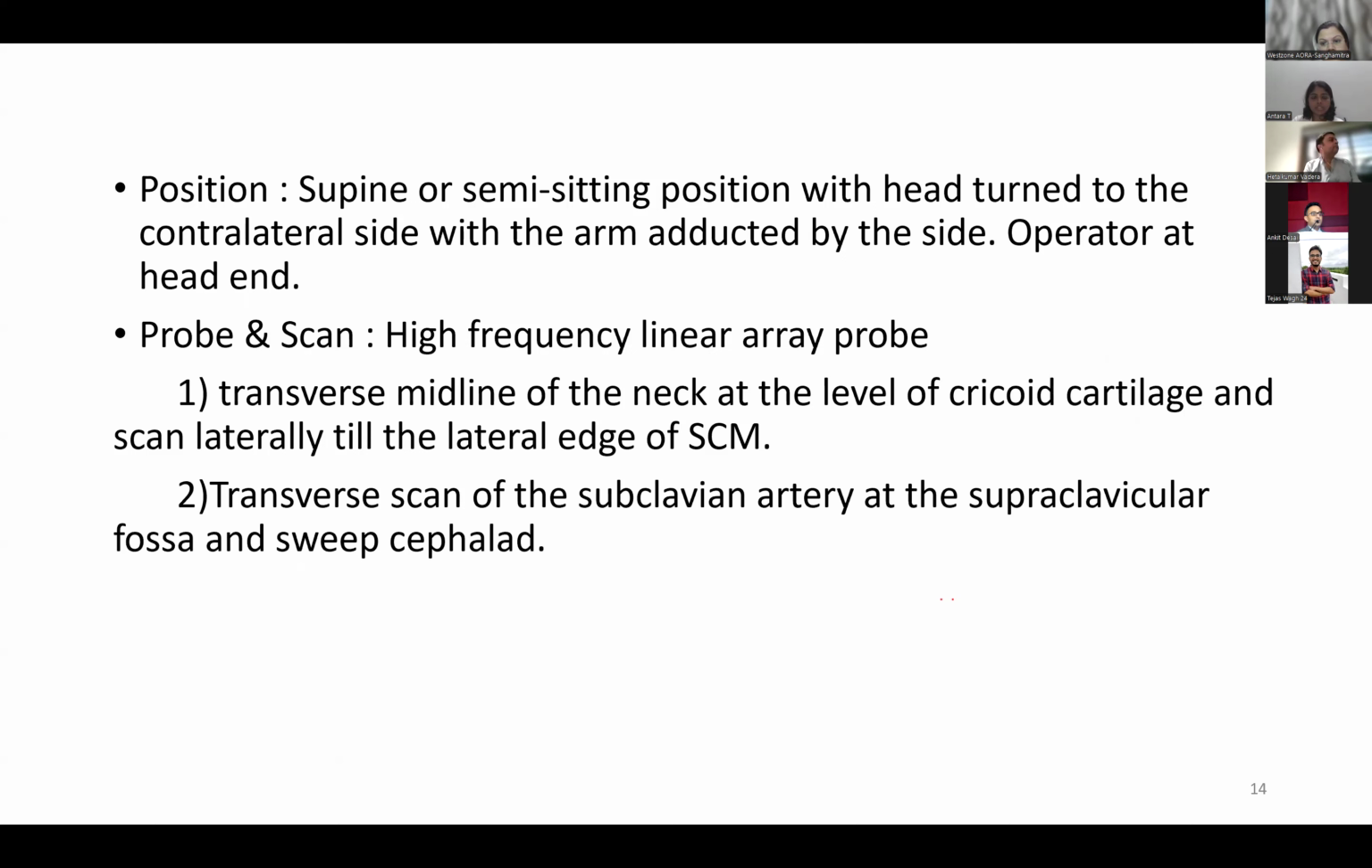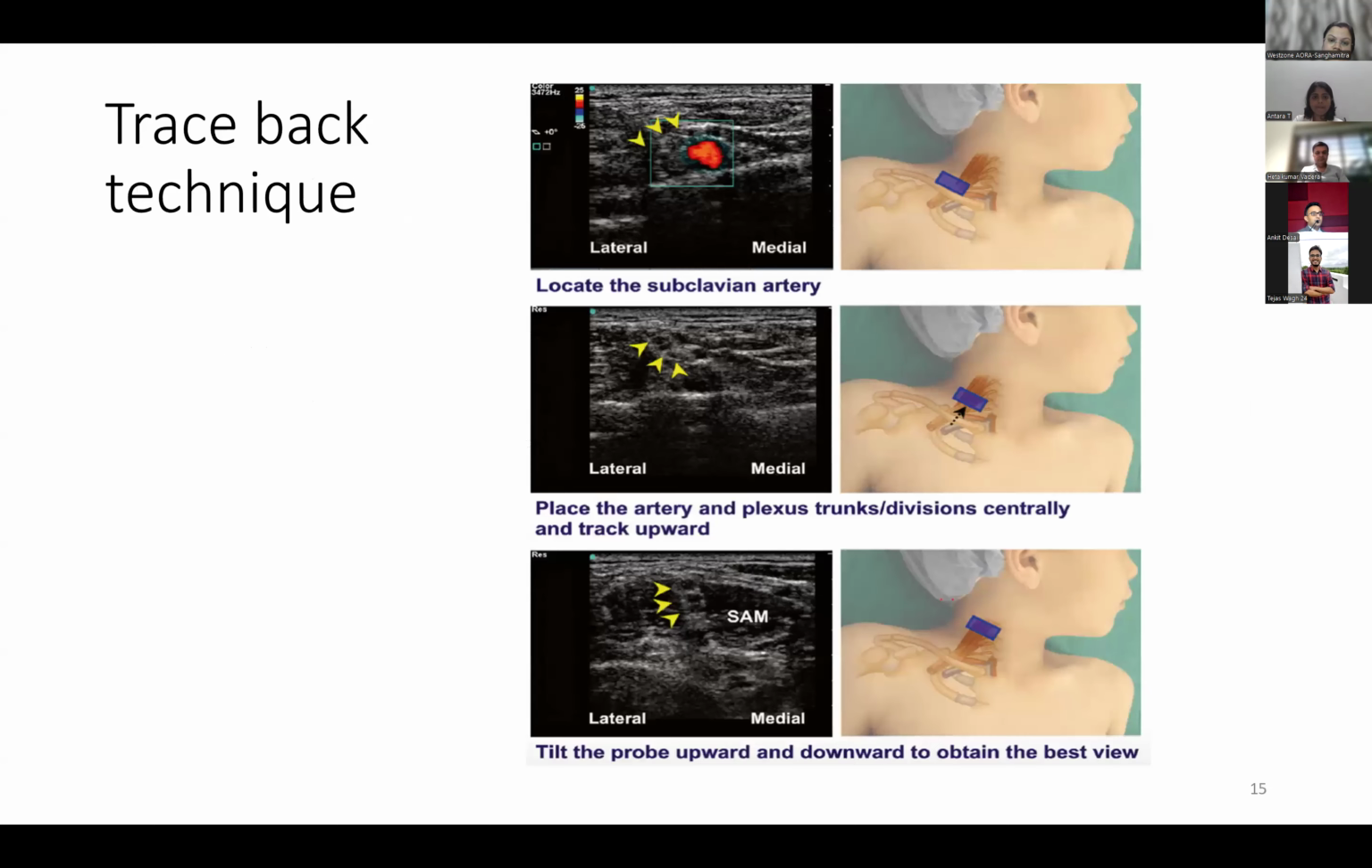There are two ways in which we scan the interscalene groove. We can either start a transverse scan at the midline of the neck at the level of the cricoid cartilage, which will be at the level of C6 vertebra, and keep scanning laterally till the lateral edge of the sternocleidomastoid. Or we scan transversely from the supraclavicular fossa. We locate the subclavian artery and then we sweep cephalad towards the interscalene groove. This is called the traceback technique.